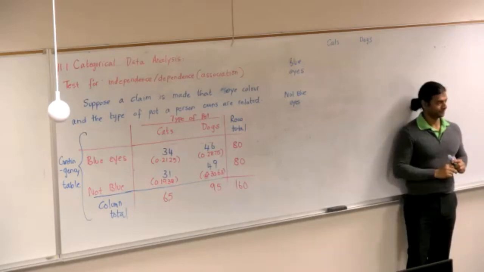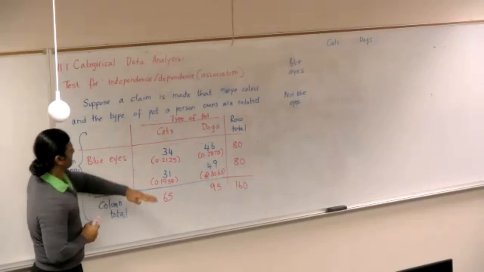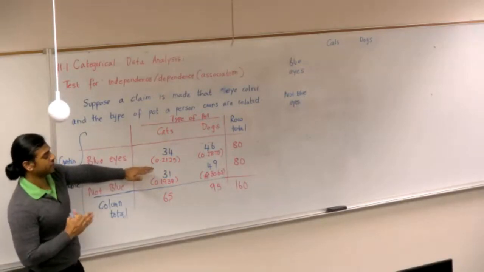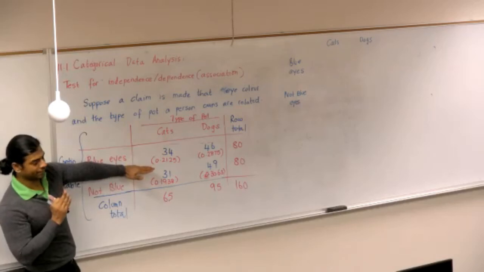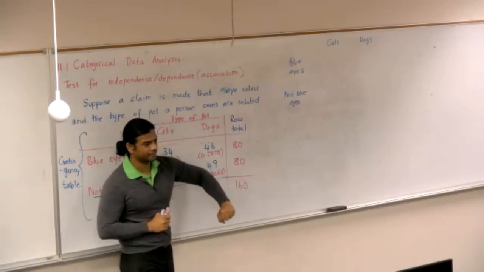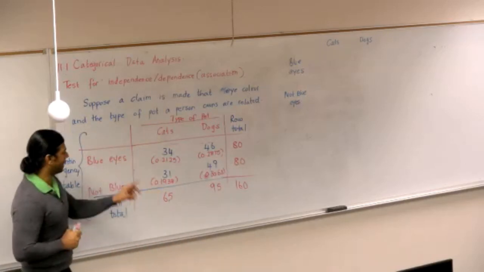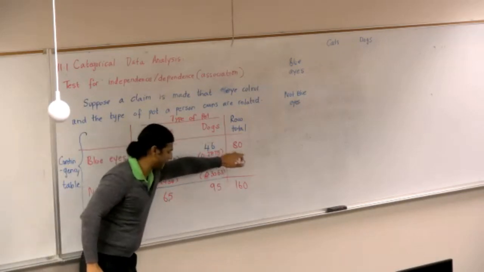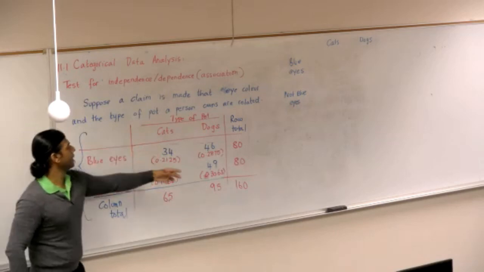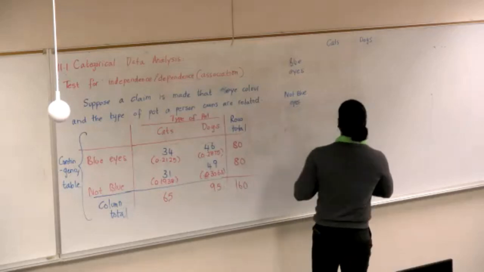You would have to do something with the percentages of the blue eyes, the cats and dogs. So given the fact someone's got blue eyes, which total should I look at? Should I look at the entire total 160, or should I look at the 80? 80, because I'm saying people have blue eyes. So conditioned on the fact that I have someone with blue eyes, what are the chances that they have a cat? So 34 divided by 80.